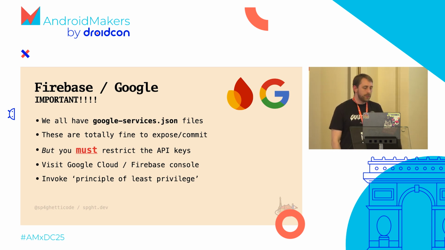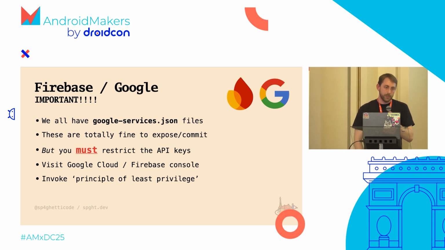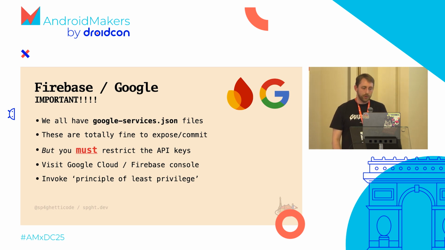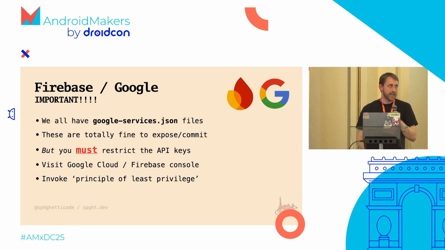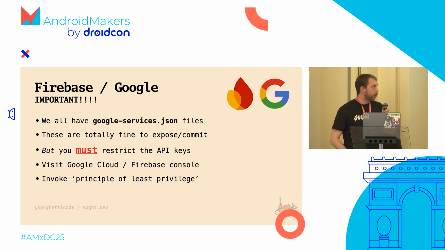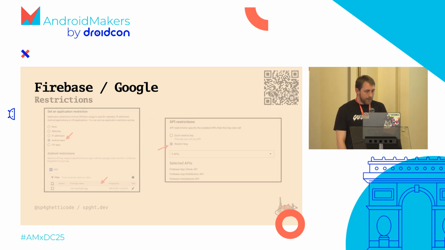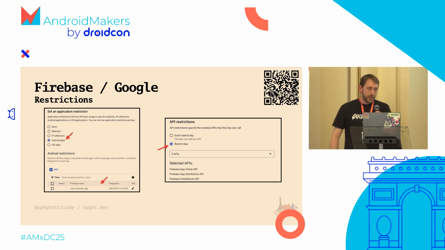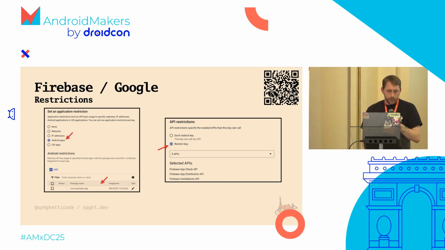What I mean by that is you must visit the Google Cloud and Firebase console, and you must invoke the principle of least privilege. The principle of least privilege is the concept that a user should only have access to what they absolutely need to perform the functions within your applications. So basically lock your API keys down to the minimum APIs that they actually need to expose. To do that, you go to the Google Cloud or Firebase console. You make sure that you have restricted your application.